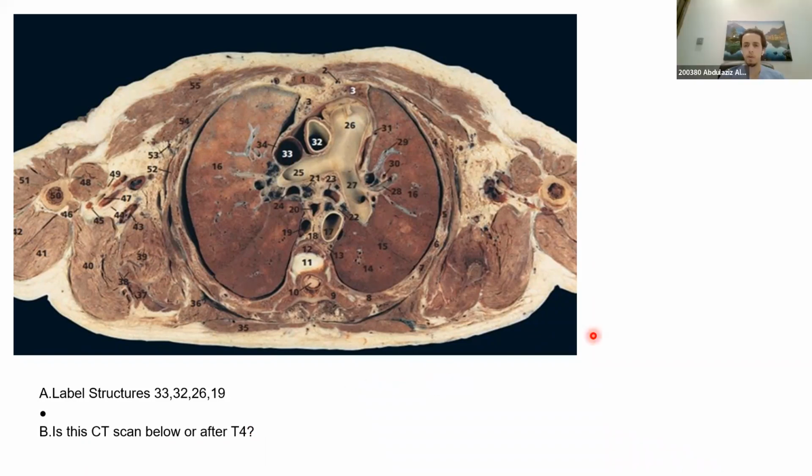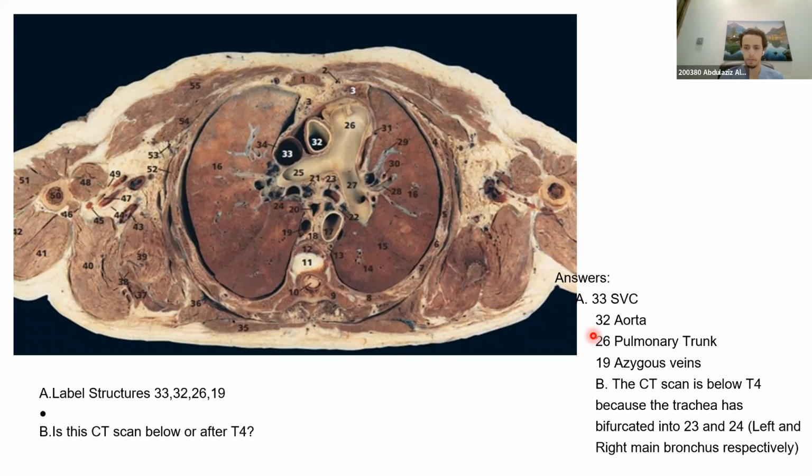Okay, so those were the answers to the questions. As we said, SVC is number 33, 32 is the aorta, 26 is the pulmonary trunk, number 19 is the azygous vein. And the second question is whether this CT scan is below or after T4. As your colleague Ghaida said, it's below T4 because the trachea has already bifurcated.